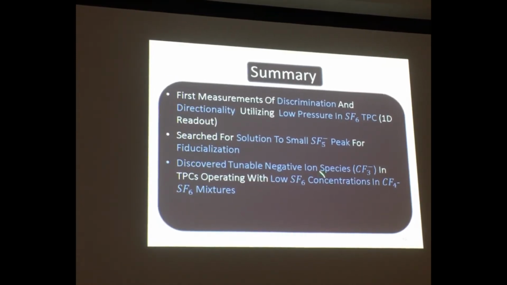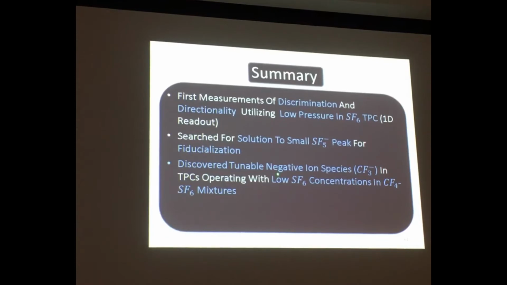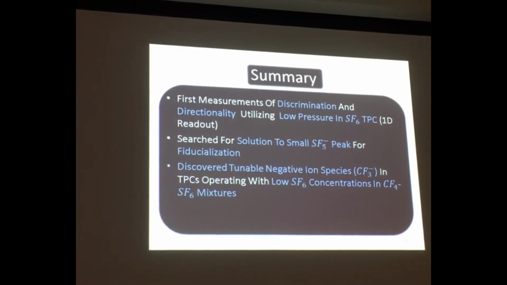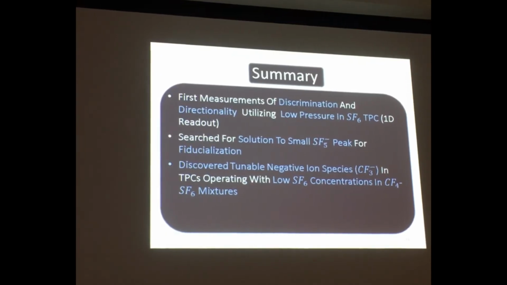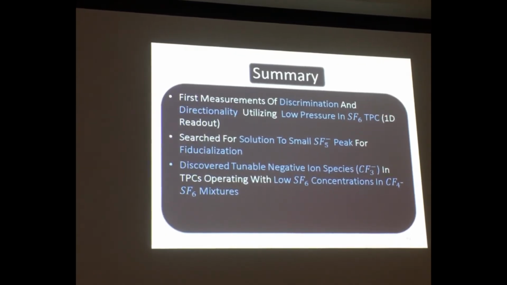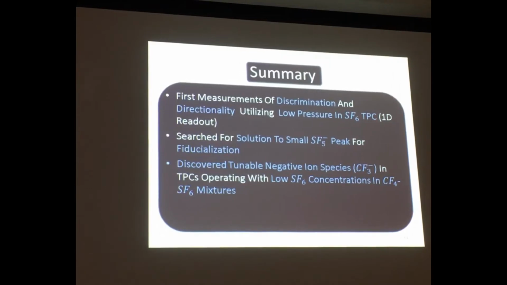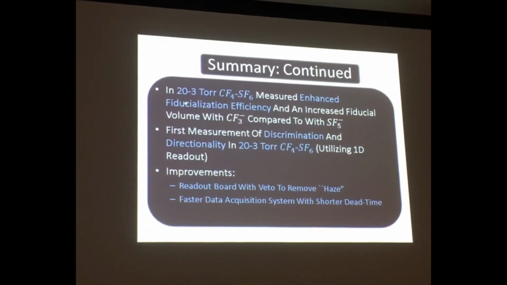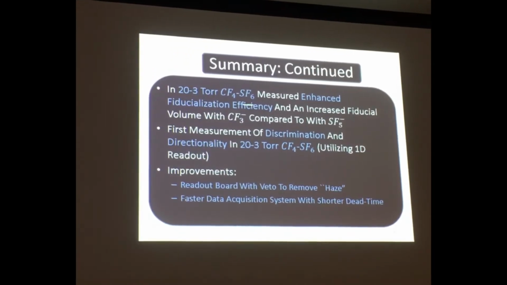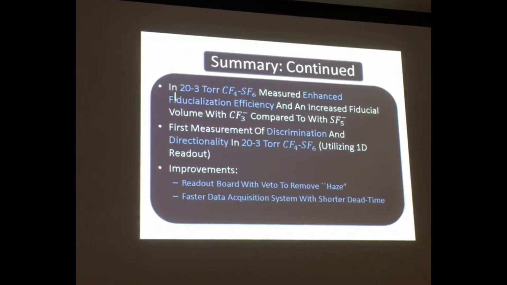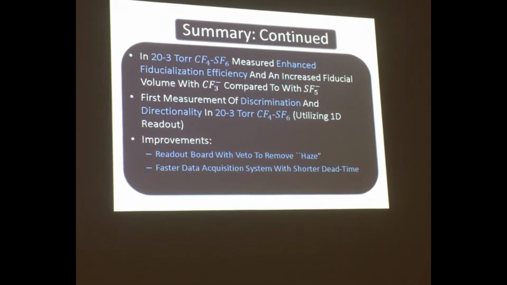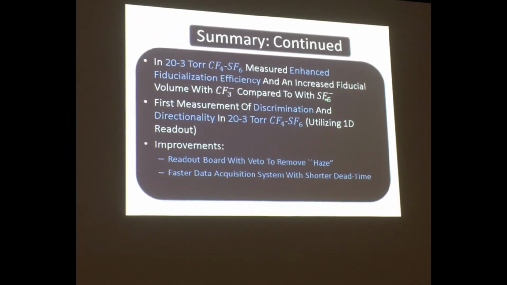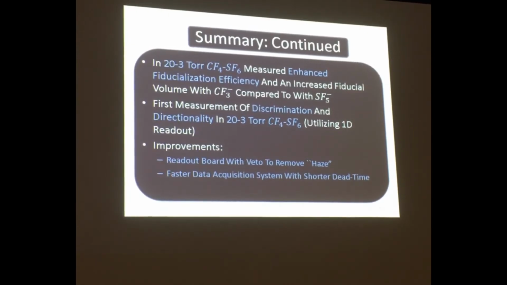And in doing that, I unexpectedly discovered this new negative ion species that I believe to be CF3-, and I found that this peak is tunable in terms of the drift field and the SF6 concentration that you add to the mixture. And so I chose this 20 torr CF4, 3 torr SF6 mixture, and I focused on it, and I measured the fiducialization, and I showed that it's much more efficient than SF5- fiducialization.